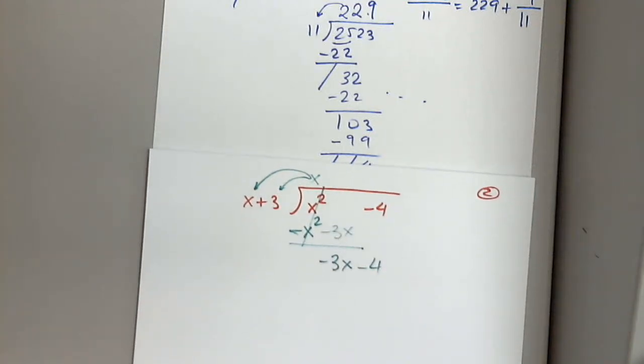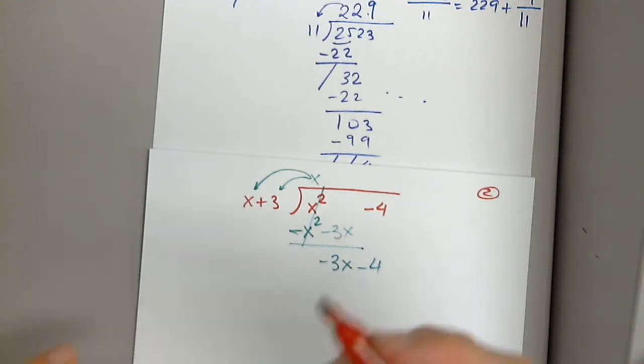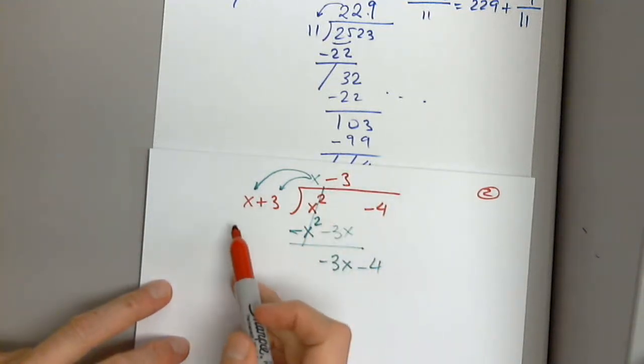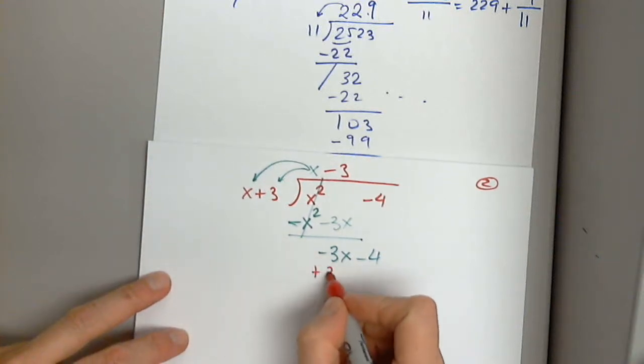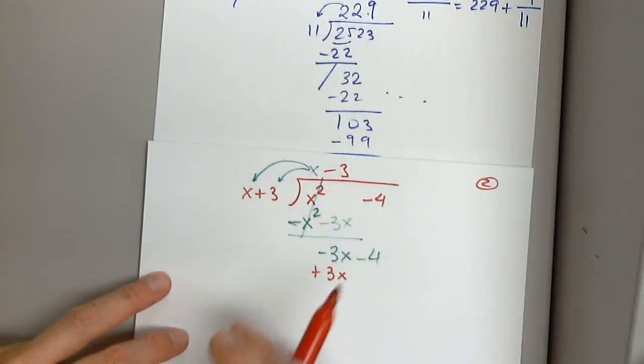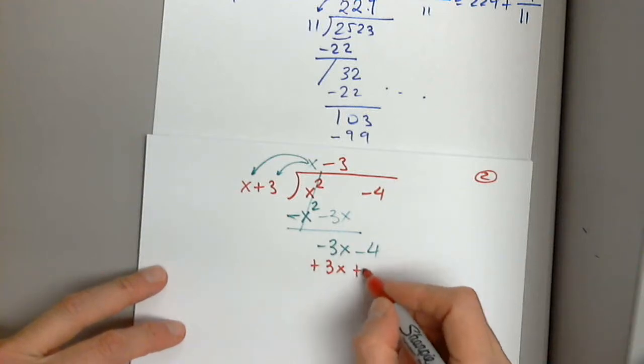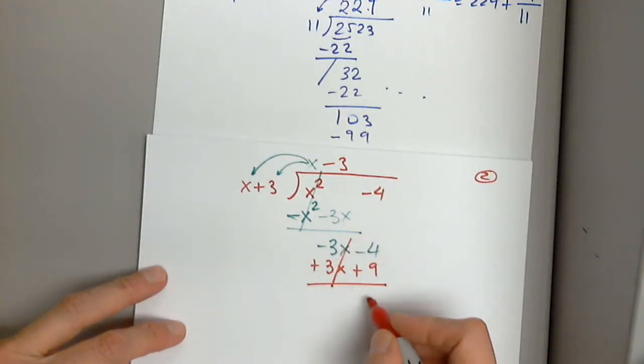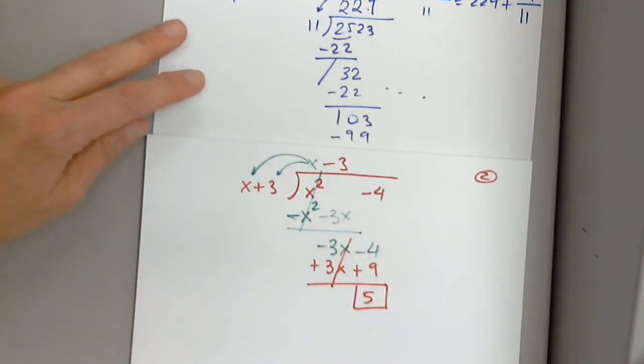And the last question is, x times what is negative 3x? Negative 3. Exactly. Thank you. So negative 3 times x is negative 3x, positive 3x. Negative 3 times 3 is negative 9, positive 9. Gone away, and this is it.